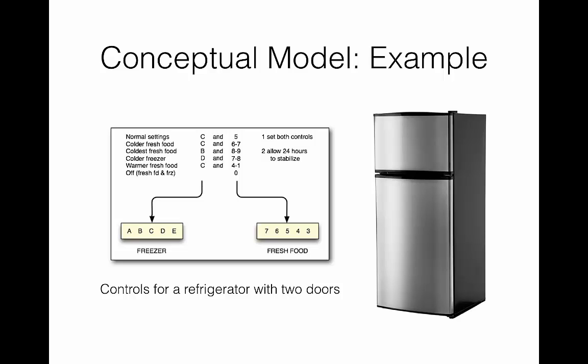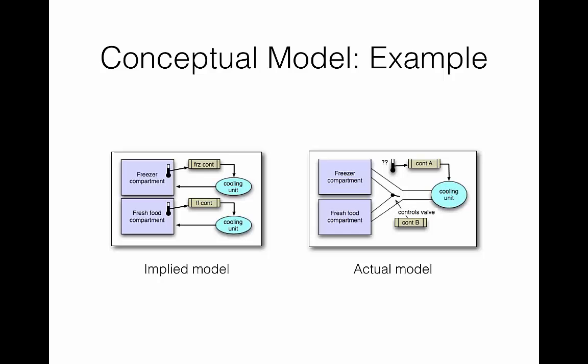Okay, back to the experiment. Norman played around with the refrigerator and he came up with this theory. Looking at the controls and how they were labeled, it seemed as if the freezer and the fresh food compartments operated independently of one another. That would imply that they each had their own cooling unit and they each had their own thermometer. But in reality, there was only one cooling unit, and one of the controls adjusted the cooling unit, while the other control adjusted the airflow between the freezer compartment and the fresh food compartment.